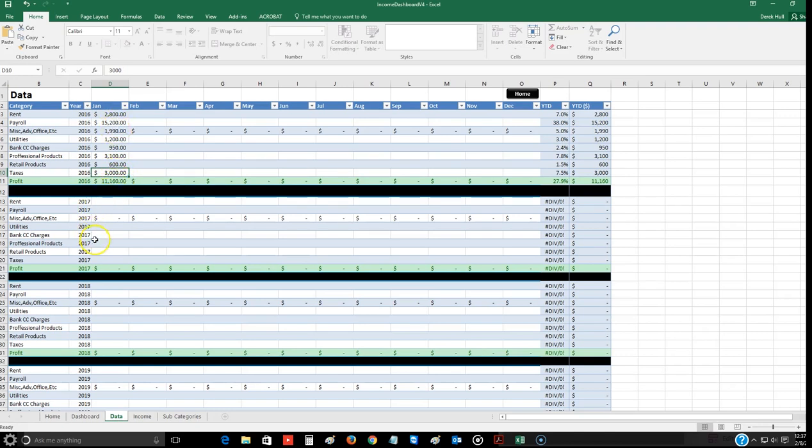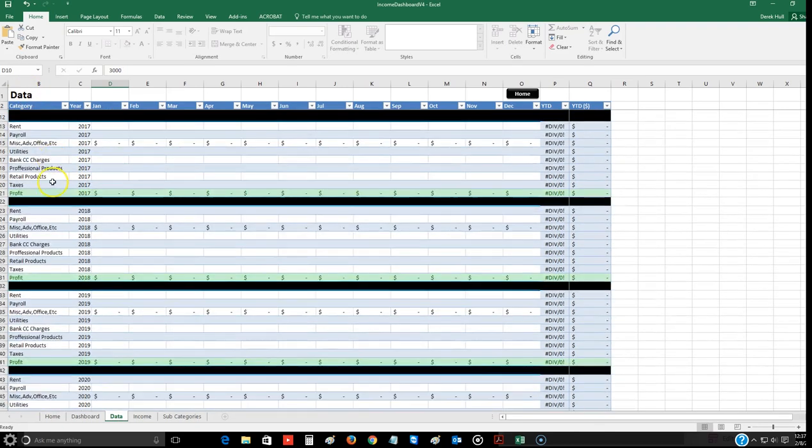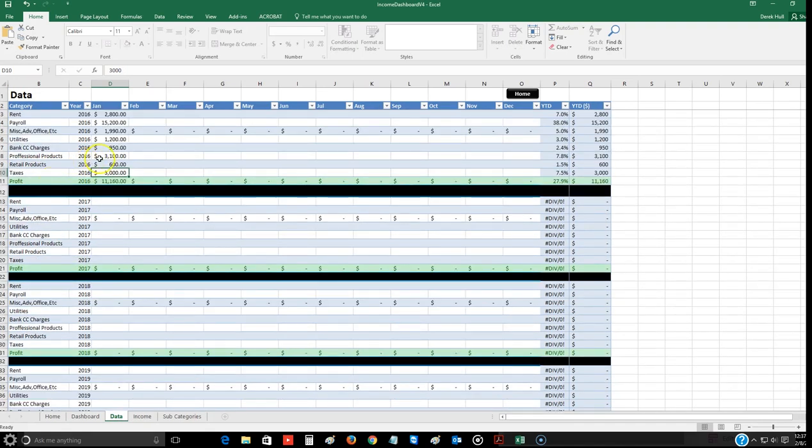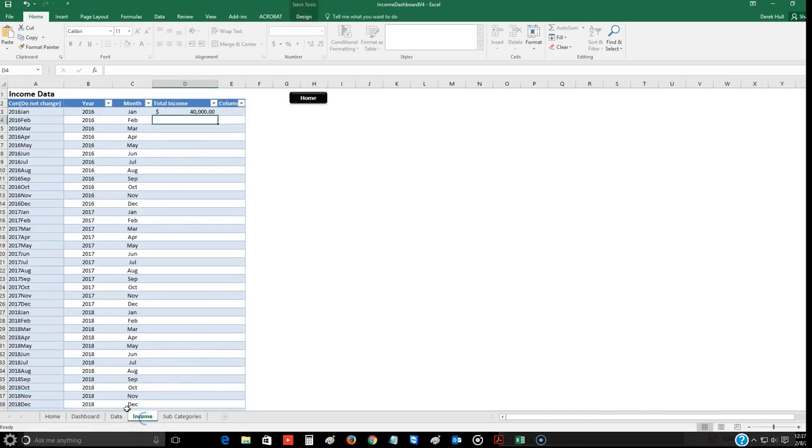And you'll see, you scroll down, it's just year by year, all the same. You have your 12 months, and that calculates into your dashboard. Next one's income. This is where you put your total income for the month. So there it is, January, February. You would just put your income in there, and that's it on that sheet.